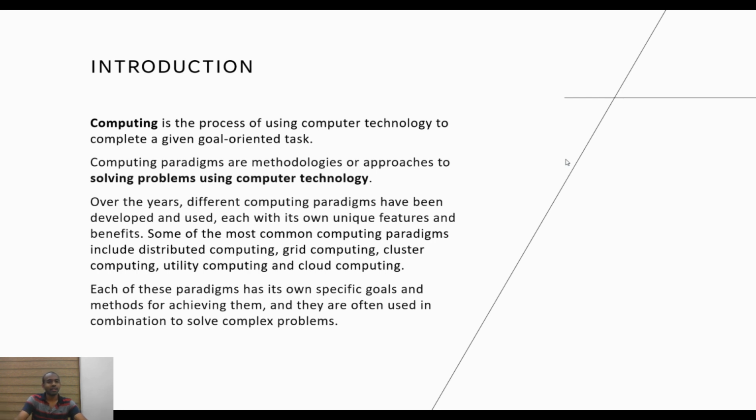So what is computing? Computing is the process of using computer technology to complete a given goal-oriented task. The computing paradigms are the methodologies or approaches to solving problems using computer technology. Over the years, different computing paradigms have been developed and used, each with its own unique features and benefits. Some of the most common computing paradigms include distributed computing, grid computing, cluster, utility, and cloud computing. Each of these paradigms has its own specific goals and methods for achieving them, and they are often used in combination to solve complex problems.